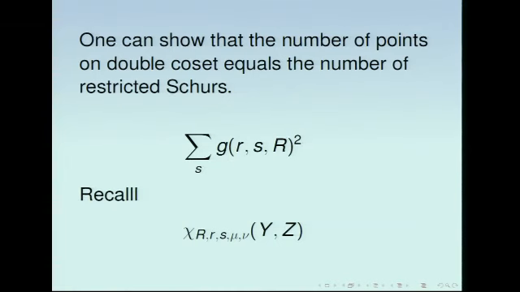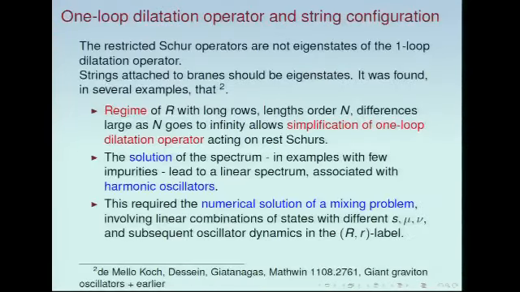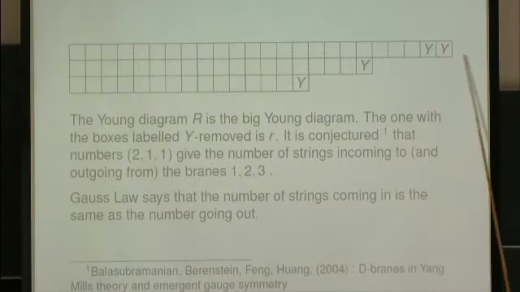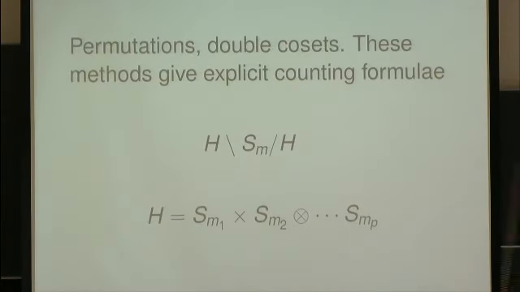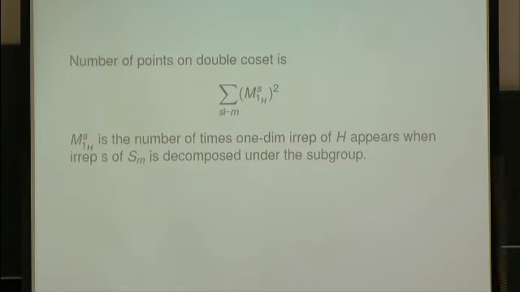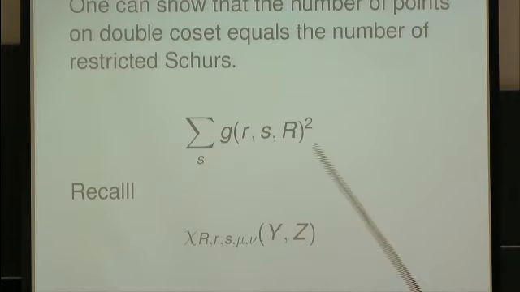So one can actually show that the number of points in the double coset is the same as the number of restricted Schur operators with the shape that I have specified, where big R is this thing, little r is the one where you ignore the Y boxes, and that specifies big R and small r, and you let S be anything it likes, and you sum over the square of these. That gives you the relevant number of restricted Schur operators you can build.